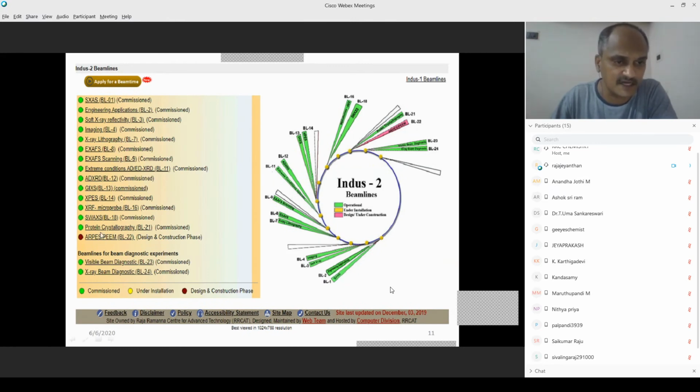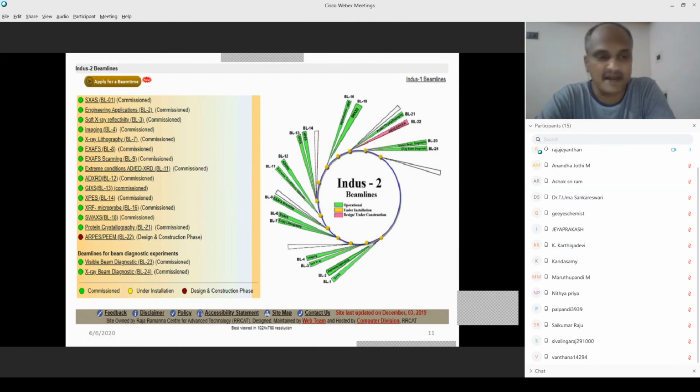So what is meant by ARPES? ARPES is angle resolved photoelectron spectroscopy. This spectroscopy is associated with the energy and momentum of the photoelectron, and we can get information about the band structure. And with this beamline, there is also another microscopic facility that is called PEEM. What it means is photoelectron emission microscope. Using this, you can take images of the Fermi level in the band structure. So these are the facilities that are available in our Indus 2 Synchrotron Center.